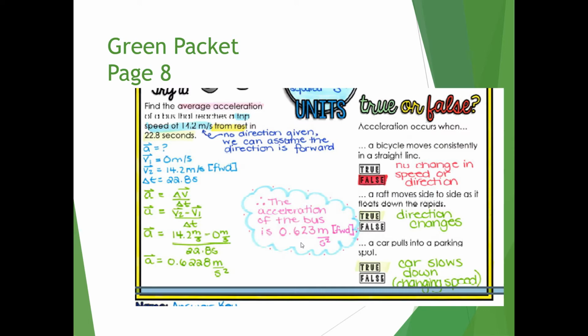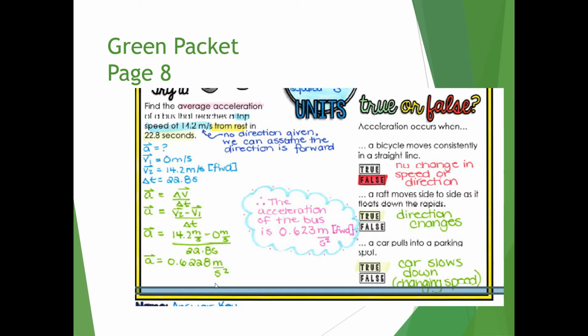True or false? Acceleration occurs when a raft moves side to side as it floats down the rapids. Well, it moves side to side, so its direction changes, so that's definitely acceleration. And the last one: acceleration occurs when a car pulls into a parking spot. Well, it is pulling into a parking spot, so it's probably changing direction and most likely changing speed. Hopefully it's slowing down as it's pulling into a parking spot. So that one should be true also.